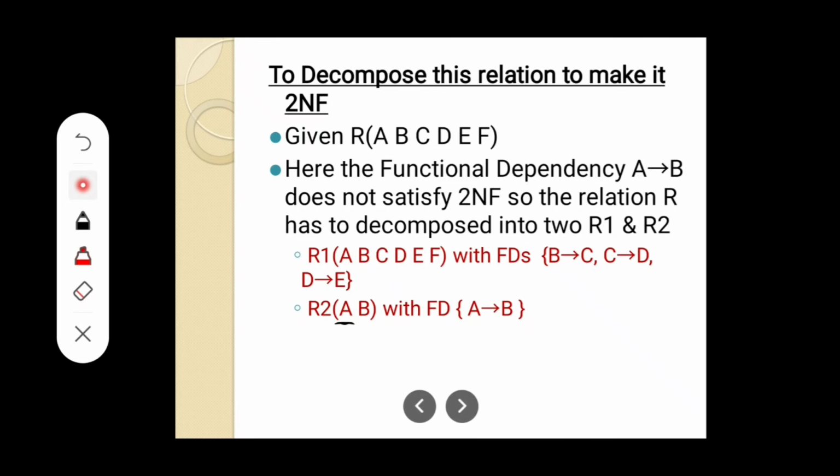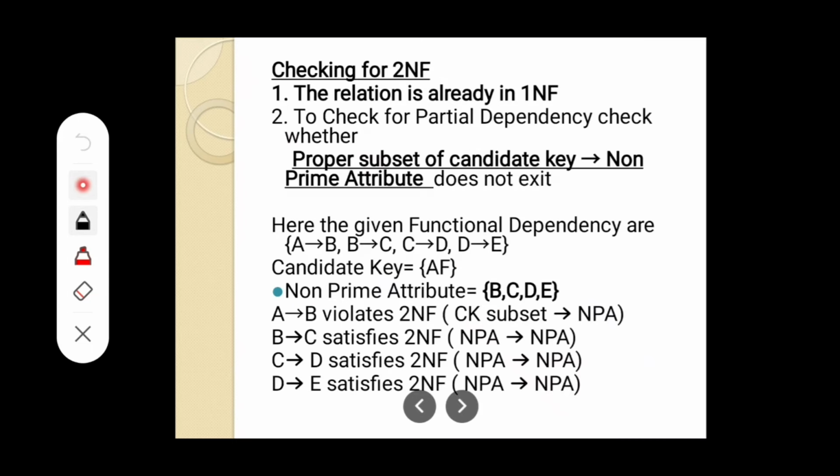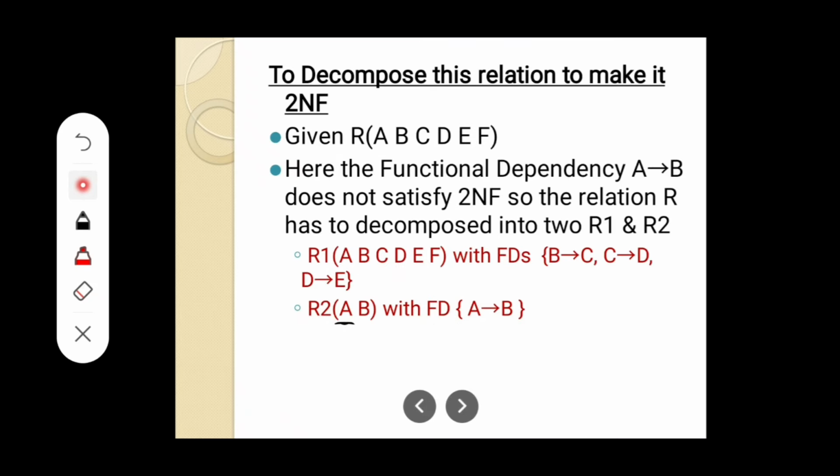Why? Because we have made this R2 because the functional dependency A determines B violates our 2NF condition. Rest of the conditions are satisfied. So since this is violating, for this A determines B, we will create a separate relation. We will decompose the relation, with A as the candidate key. Since this is a key, we have to connect this with this. For that, a foreign key must be present here.